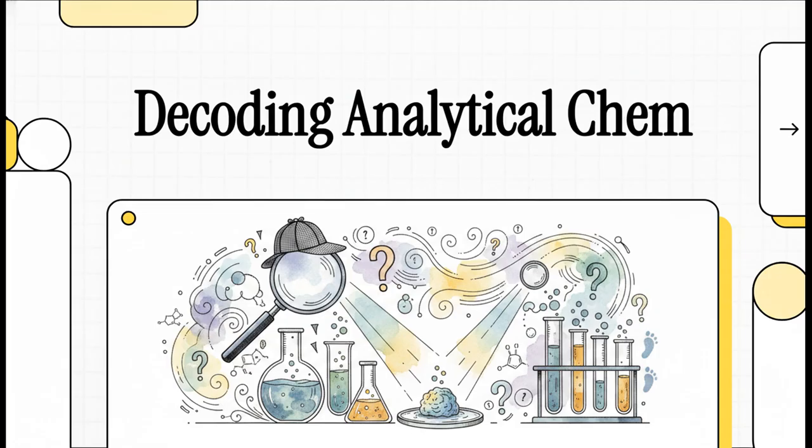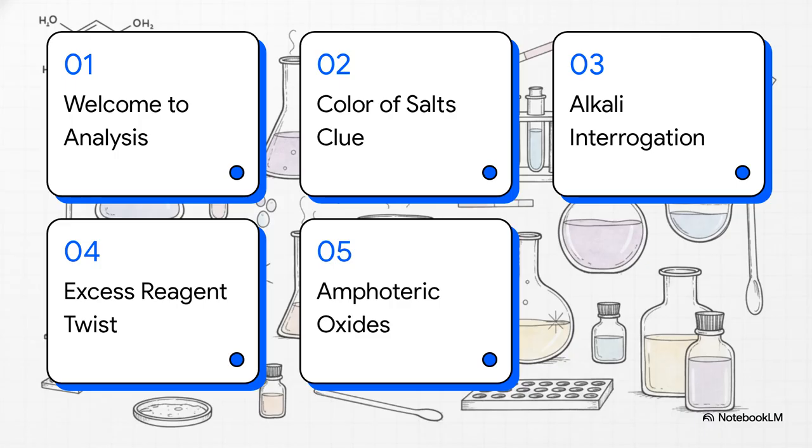Let's get to work. Okay, let's dive into our roadmap for this investigation. First up, welcome to analytical chemistry. Then, clue 1, color of salts. After that, we've got the alkali interrogation, followed by the excess reagent twist, and we'll wrap the whole thing up with metals and amphoteric oxides.